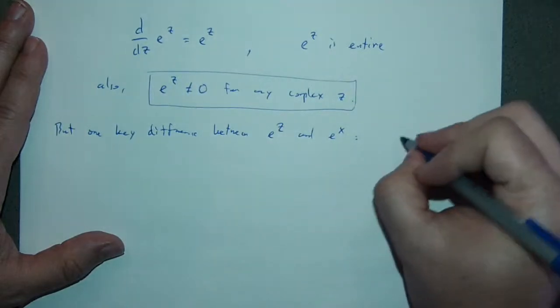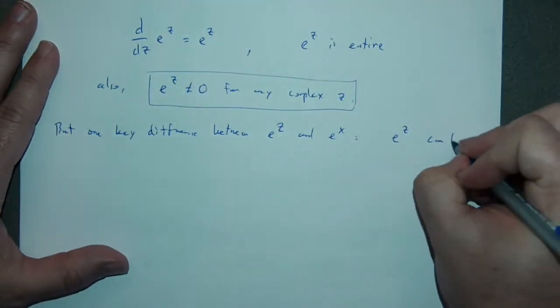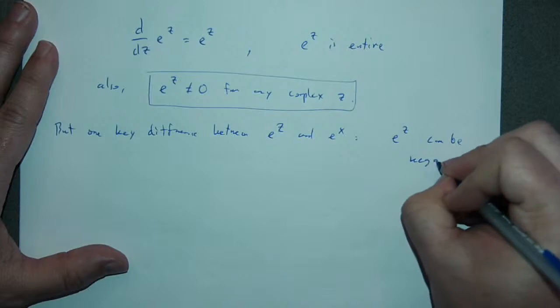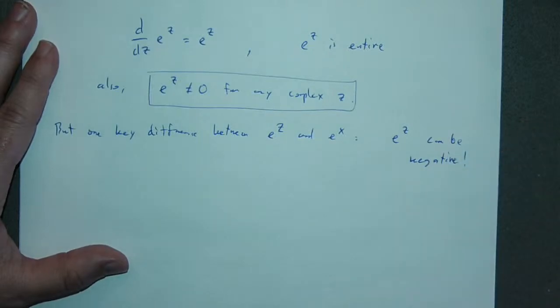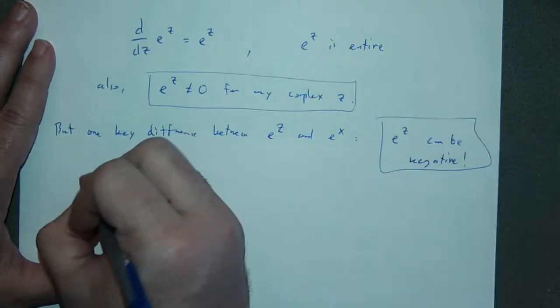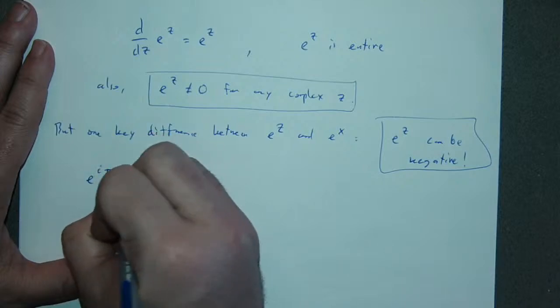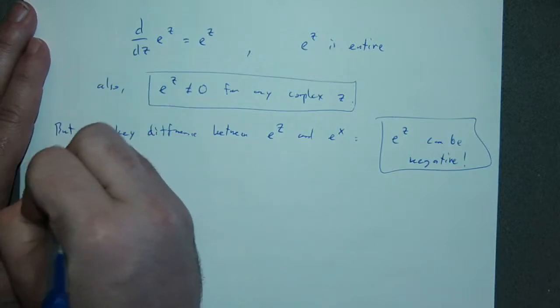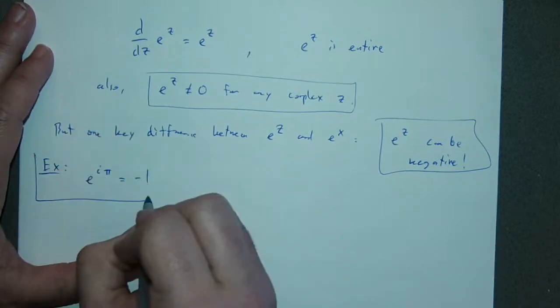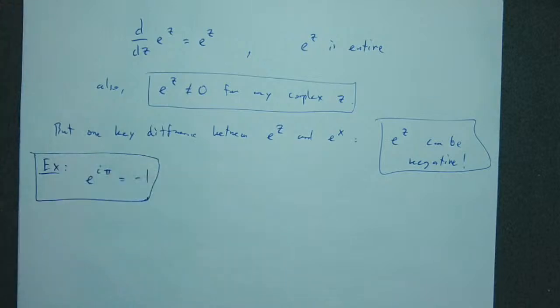So e to the z can be negative. We already knew this. For instance, e to the i pi is equal to minus 1. So the exponential function e to the z can be negative, which is something that wasn't true for e to the x.